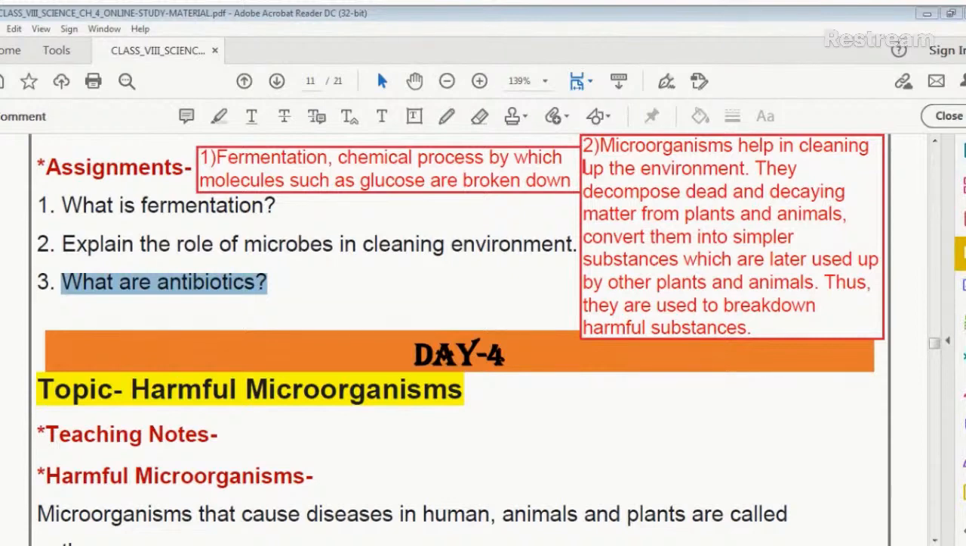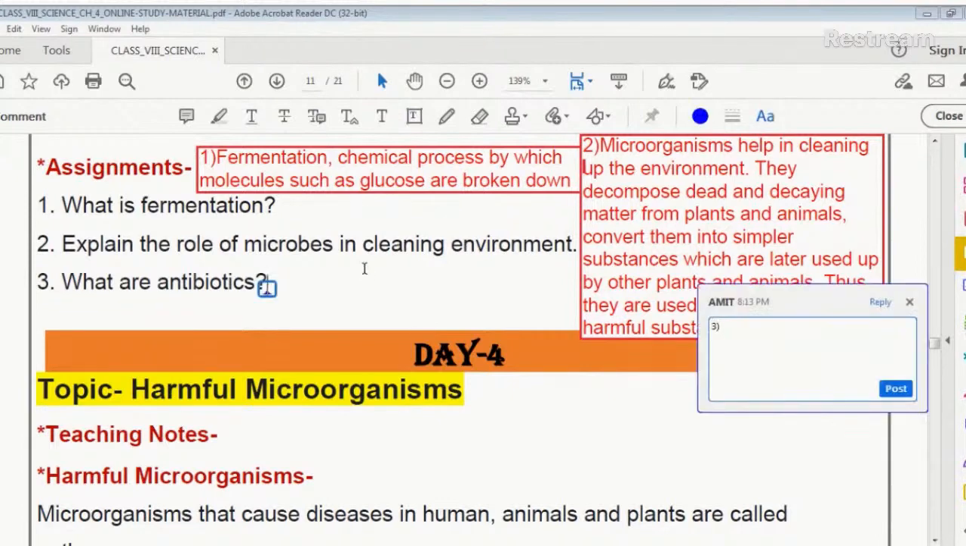Okay, here it is. Now, the medicines which kill or stop the growth of microorganisms in our body are called antibiotics. Short and sweet. Let us keep it.